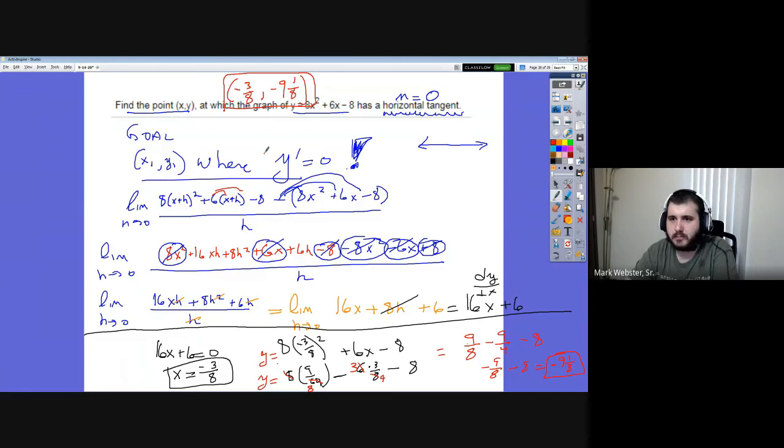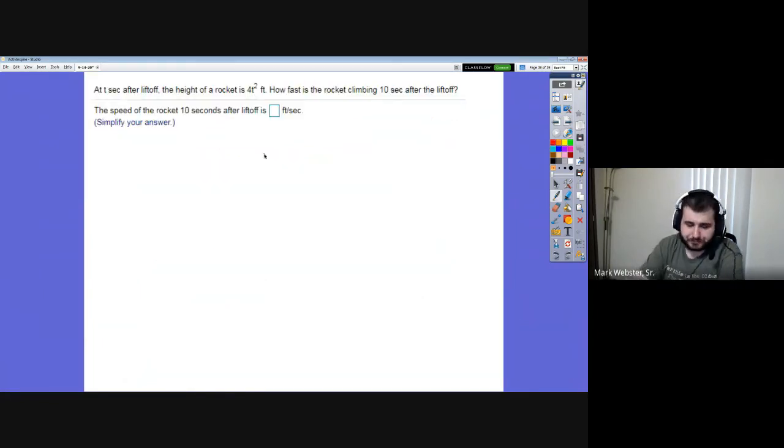All right. Last one. Here they're giving you different information while still basically saying the same thing. They're saying at t seconds after liftoff, the height of a rocket is this. They want to know how fast is the rocket climbing 10 seconds after the liftoff.